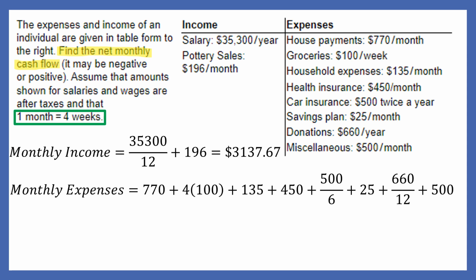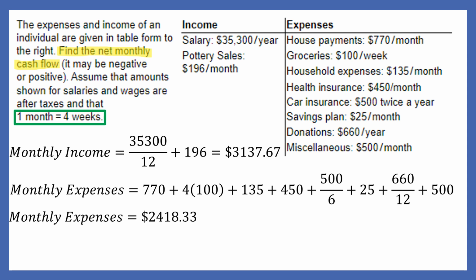Our monthly expenses we have to pay close attention to, because for each line we need to pay attention to whether we pay it once a month, whether we need to count for it 4 times because it's weekly, or whether we're going to count for it multiple months and we have to scale it down. For example, donation says $660 a year, so we need to divide that by 12 to make that work.